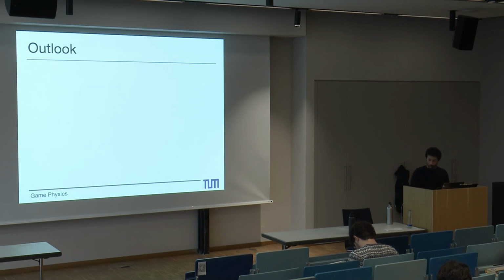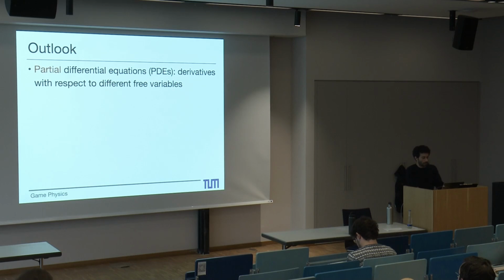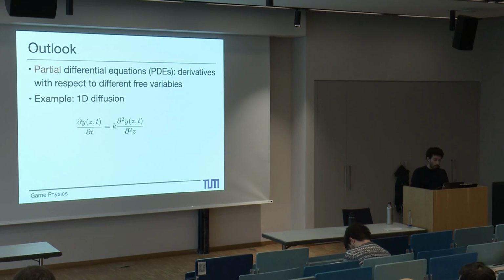So this was the simple part, and this is going to keep us busy essentially for the course. But in general, we should be aware of the fact that we can have partial differential equations in which we have, as I mentioned before, derivatives with respect to different free variables, not only time. One example, for instance, is a diffusion equation. In a diffusion equation, you have derivatives with respect to time and derivatives with respect to space.